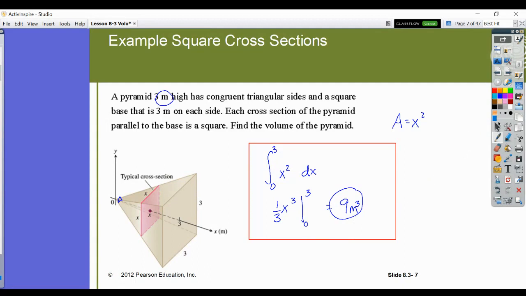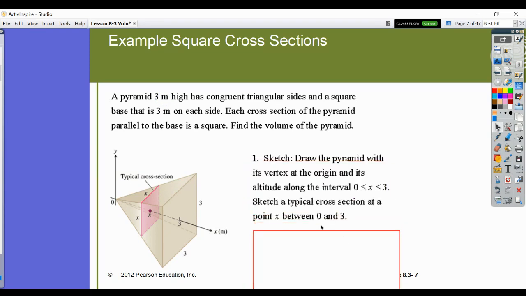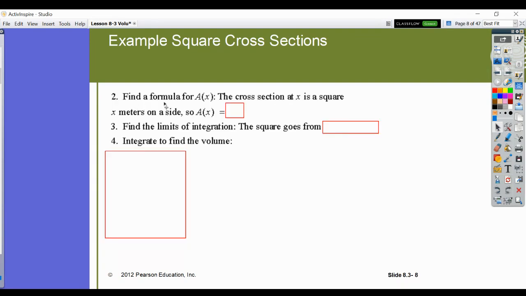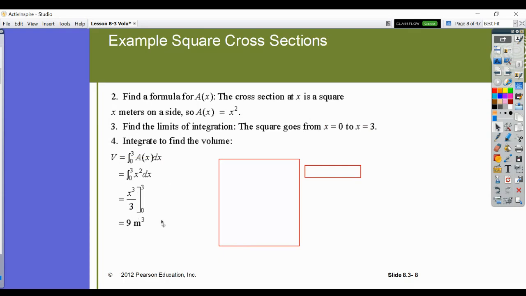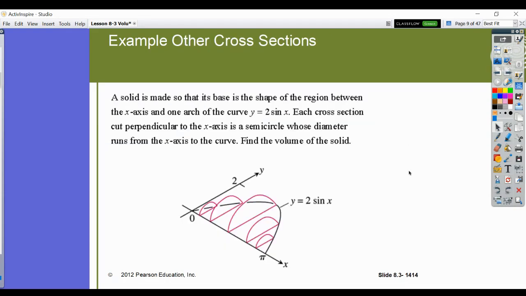I'm going to show you the steps that they have you walk through. That was kind of a fast version, but it was also a simple problem. First of all, draw it. Notice that the interval is from 0 to 3, and a typical cross section is this drawn x. Then the next thing they have you do is find the formula, which is x squared. The limits go from 0 to 3, and then you do the integration that we just did here. All right, let's look at another example.